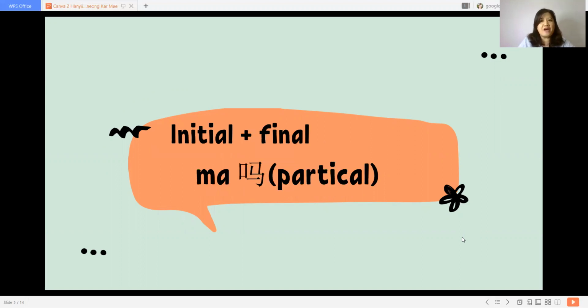But we do have other categories. Try to look at the example provided here. What is missing? The example given here is MA without the tone mark on top of the A. The meaning of the word is a ma particle. This is a particle. For example, when you want to ask somebody, how are you? You're going to ask him, 你好吗? So this is one of the categories without the tone because it only consists of initials and finals.